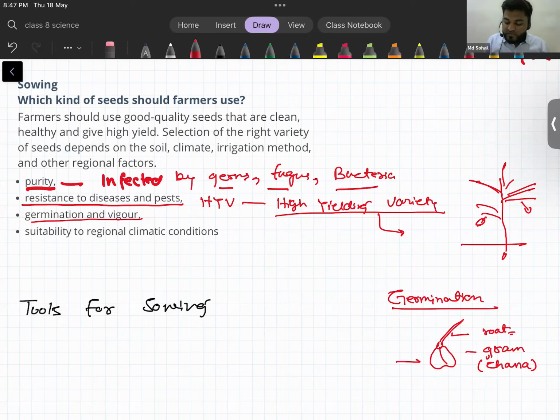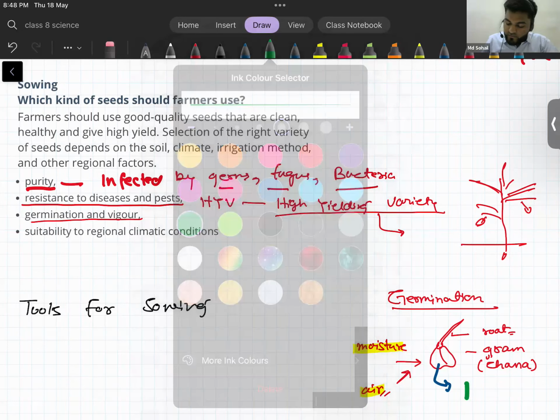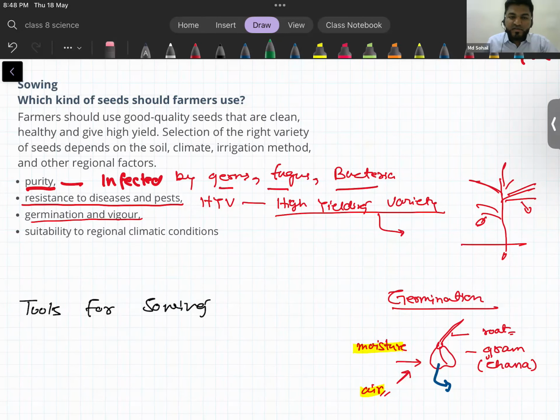Because this seed was getting moisture from the surroundings and it was exposed to air also. So for germination, seeds need moisture, air, and this seed has some pre-stored nutrients in it. What do I mean? When this seed was still attached to the plant, the plant provided the seed with some nutrients, and that seed stored those nutrients in it. Understood what I'm saying?